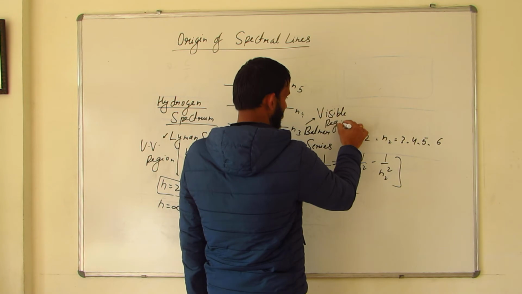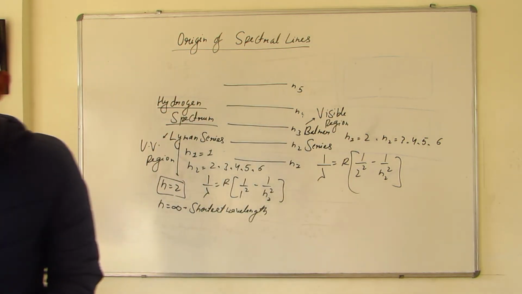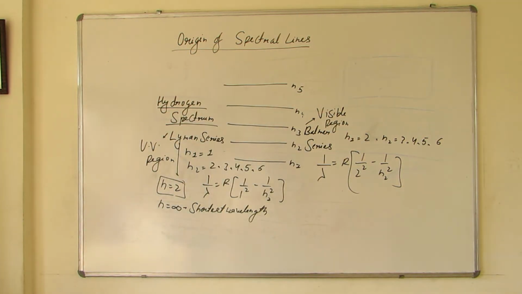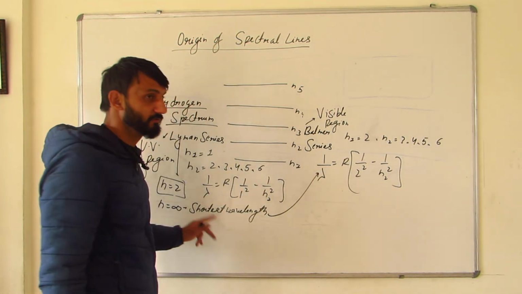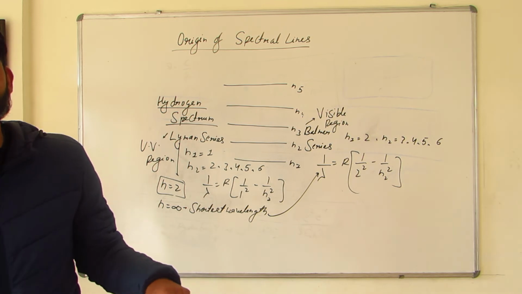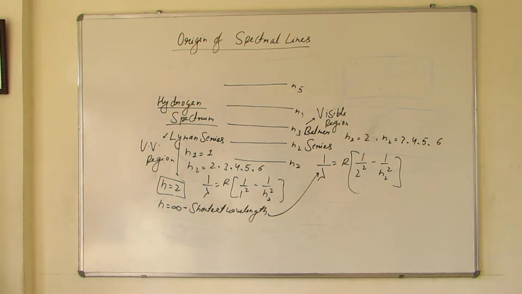Visible region. This is one important thing. And the second important thing to keep in mind is that the longest wavelength will be for n equals 3, and the shortest wavelength will be the same. So here also the shortest wavelength will be for n2 equals infinity, and the longest wavelength in the Balmer series would be n equals 3.